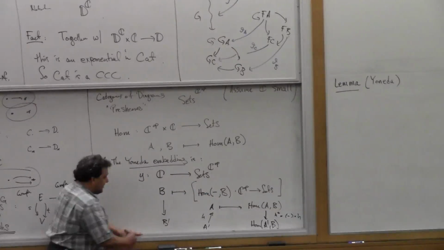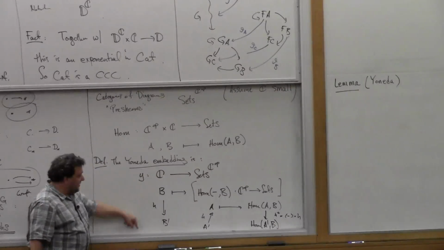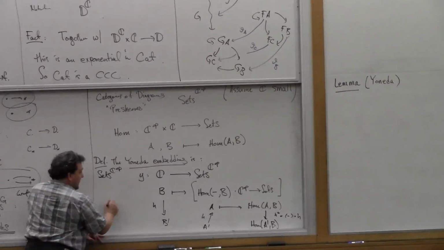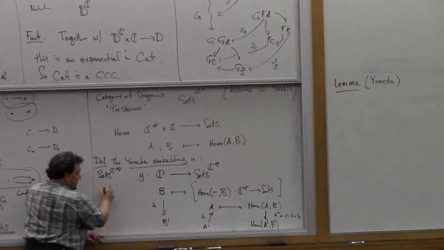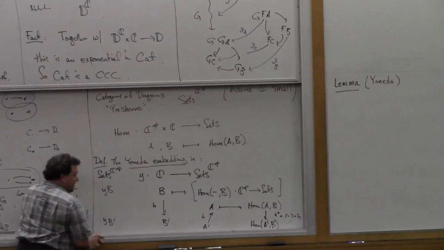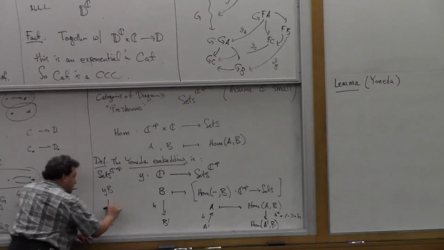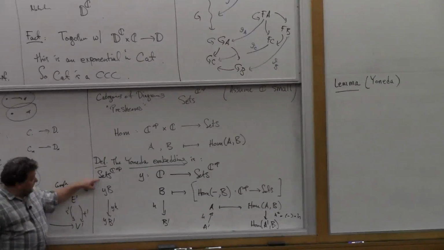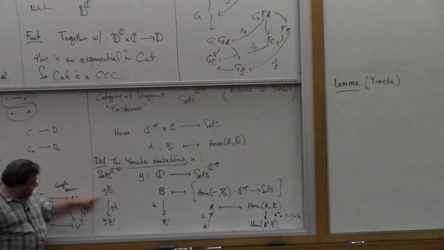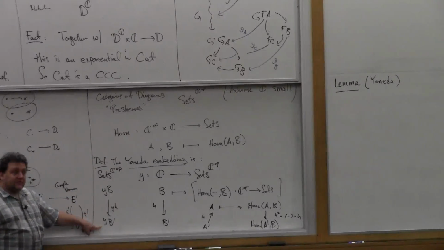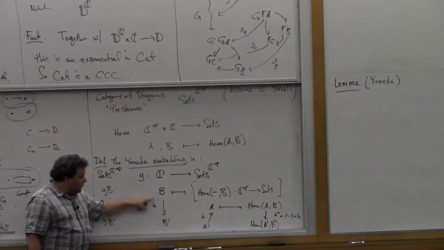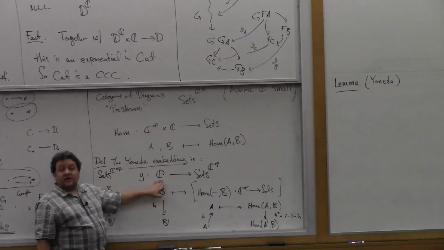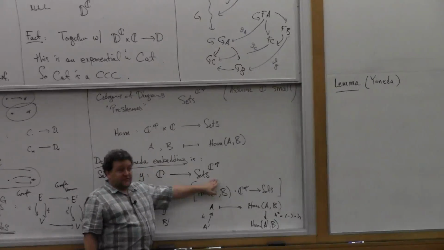So anytime I have an arrow here, H, from B to B prime, I get over here, in sets to the C op, applying Awodey, I get YB, a functor, YB prime, another one, and YH. And now this is a map of functors, so it's a natural transformation. So this is living over here. I get a natural transformation between these two representable functors, corresponding to this map between B and B prime. So it's a way of, if you like, representing C as a category of functors and natural transformations.